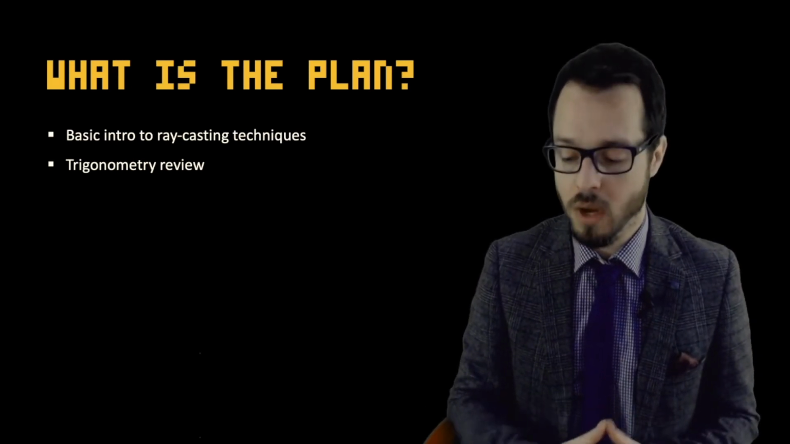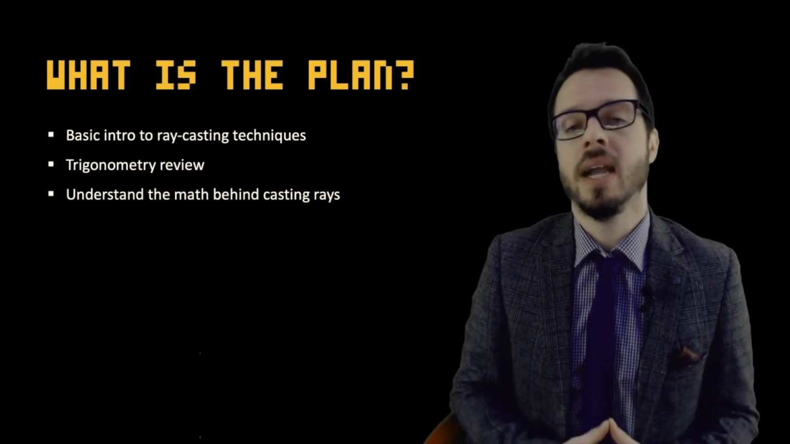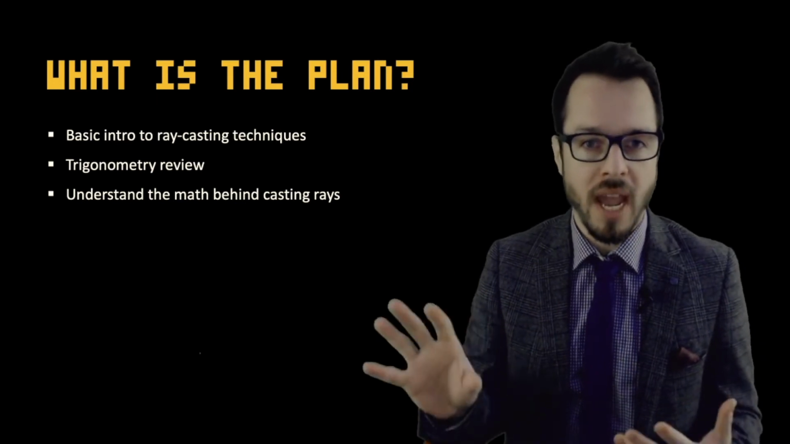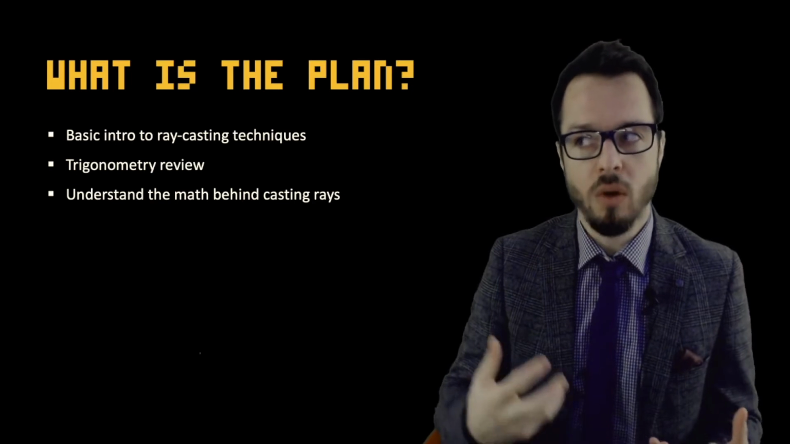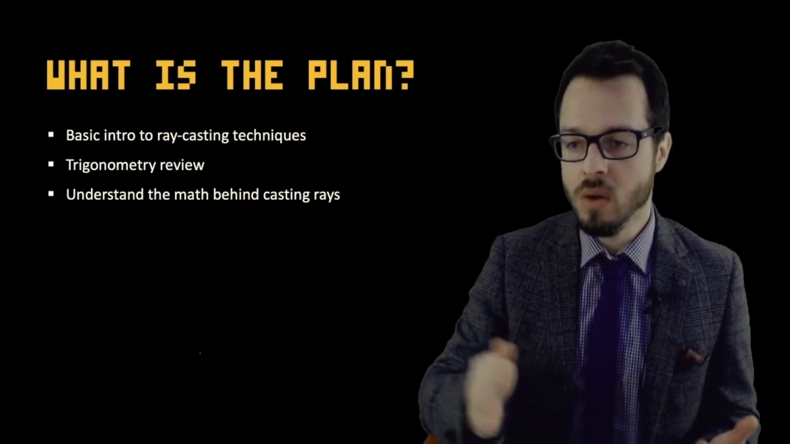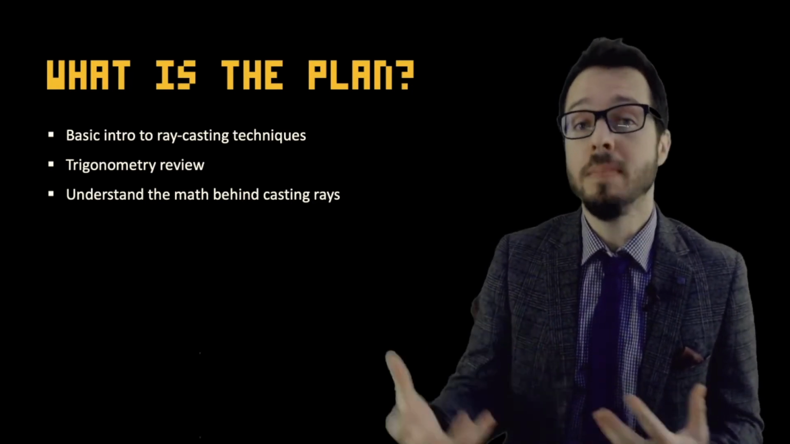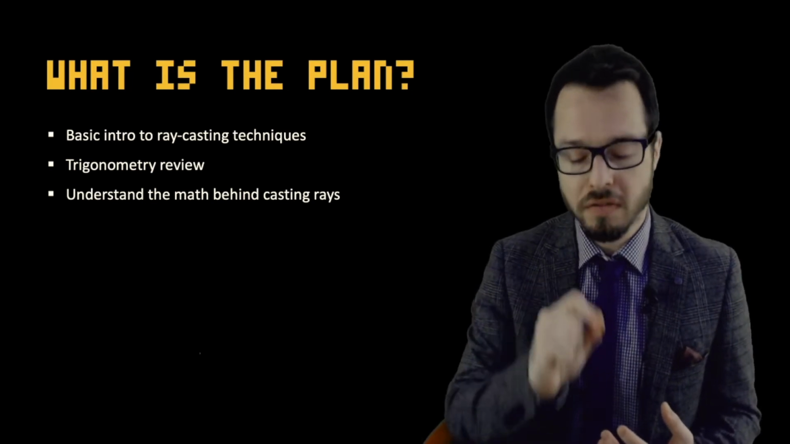Next, understanding the math behind casting rays. That is the whole point. We're going to use all these ideas of angles, these ideas of casting those rays, and understanding how we get the distance to the wall. How do we calculate the angles that need to be calculated to render our projection? What are the 3D projection formulas that we're going to use? So we are going to understand everything from scratch.